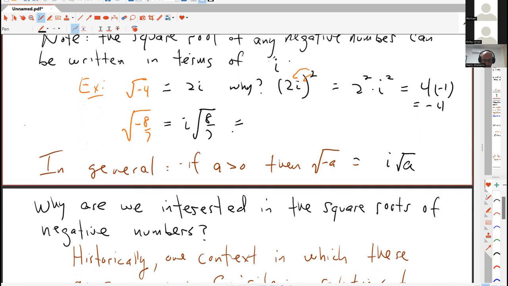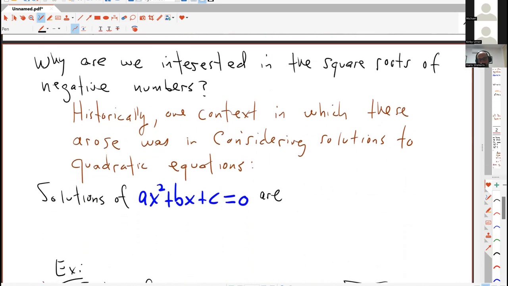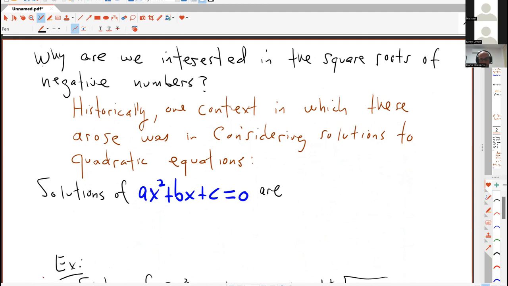Okay, so why on earth do we ever want to take a square root of a negative number? And the answer is that often we don't have to. In fact, historically, we could ignore them for a very long time. Once we had the quadratic formula, which was known in ancient times, the solutions of this quadratic equation are, of course, the familiar quadratic formula: x equals negative b plus or minus the square root of b squared minus 4ac, all over 2a.